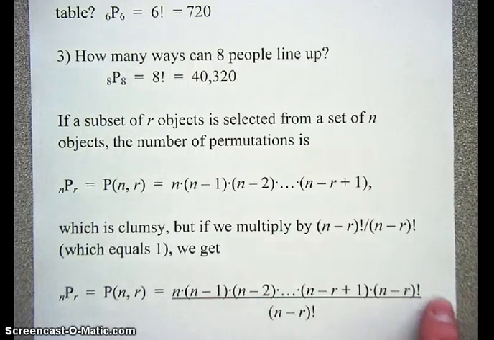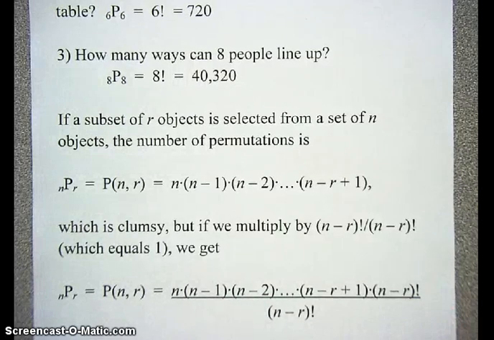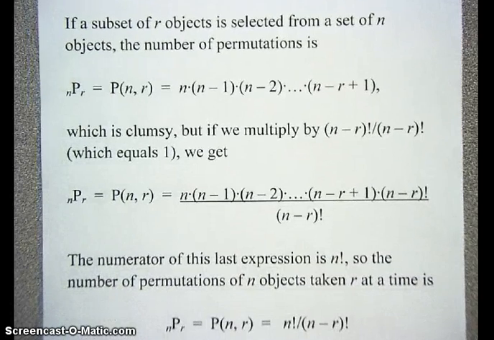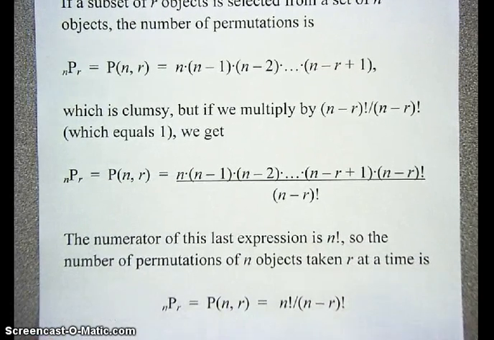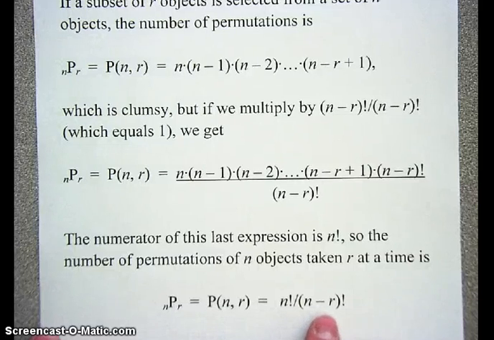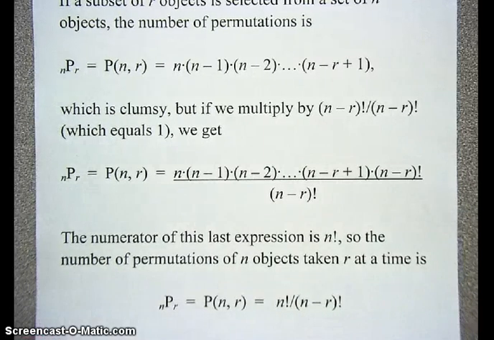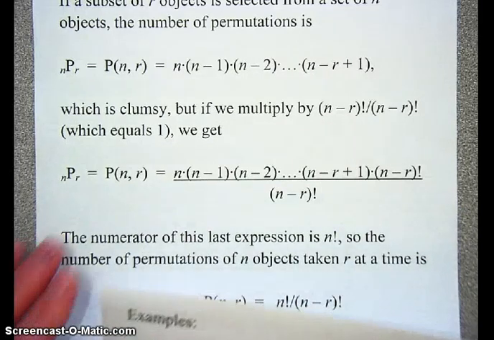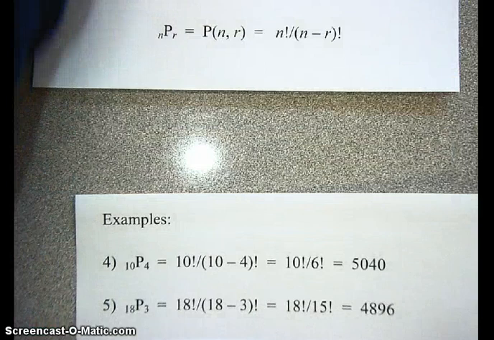But this top expression is just n factorial. So you could simplify that down, and the number of permutations of n objects taken r at a time is n factorial divided by n minus r factorial. So it's a pretty simple formula to work with. Here are a couple examples.